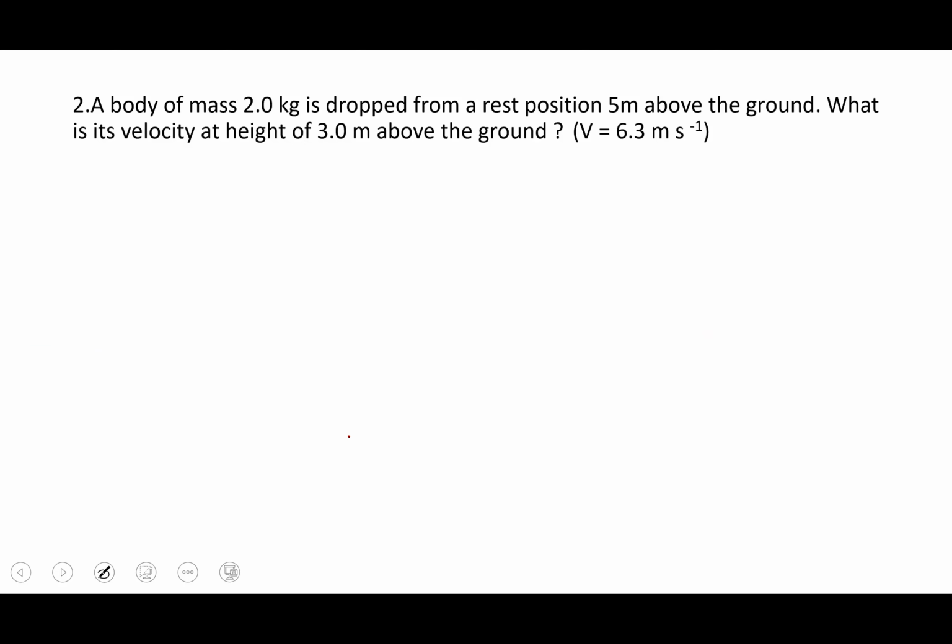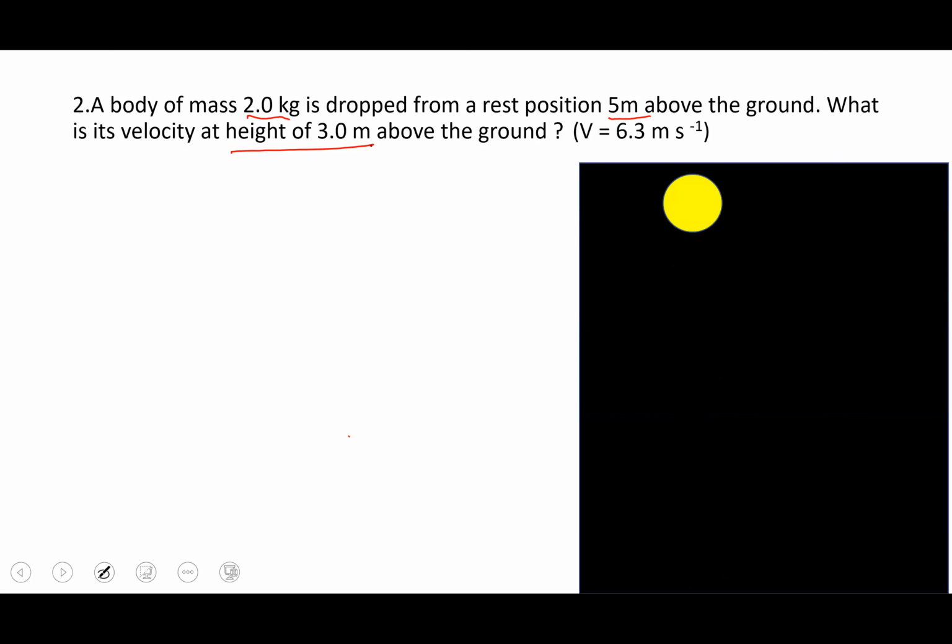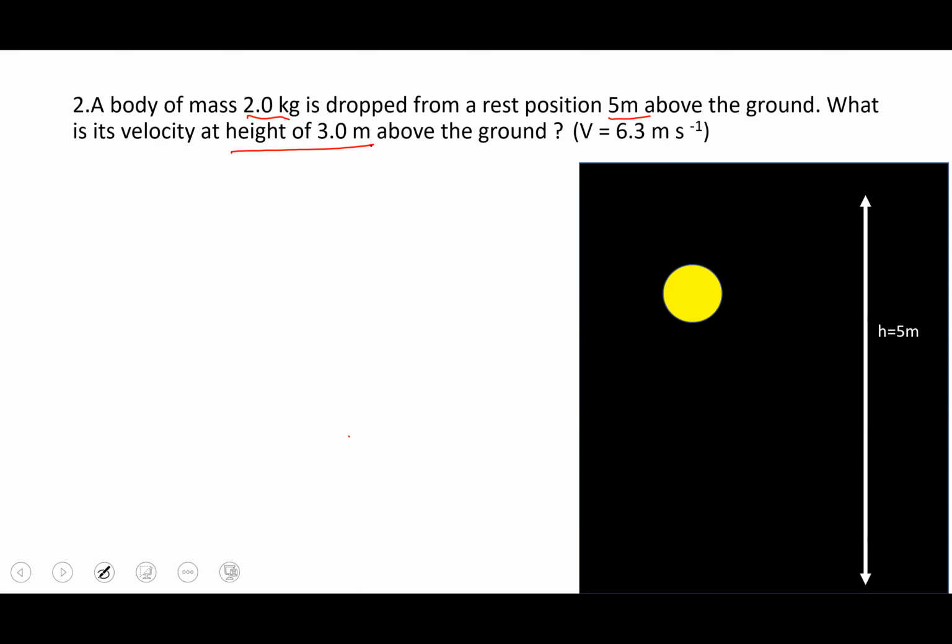a body of mass 2 kilogram is dropped from a rest position 5 meters above the ground. What is the velocity at the height of 3 meters above the ground? The velocity should come to approximately 6.3 meter per second. Now here's the body of mass 2 kilograms, and it is at the height of 5 meters. It is dropped, and at this position we have to find the velocity. Let's call that velocity vf.